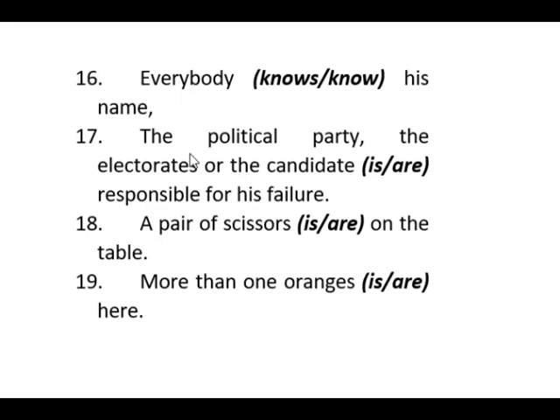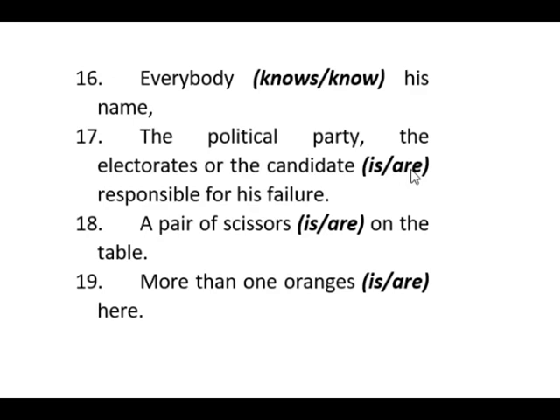Number 17, the political party, the electorates, or the candidate dash responsible for his failure. Now look at this sentence. Political party is one of the subjects. Electorates, plural, is another subject. And candidate, singular, is the third subject. So do we go for a singular verb is, or do we go for a plural verb are? We'll find out in one of our subsequent videos.